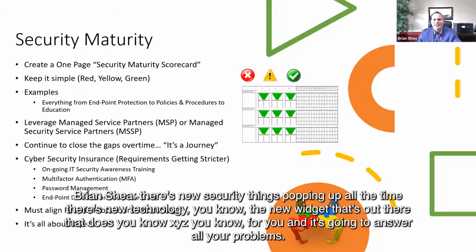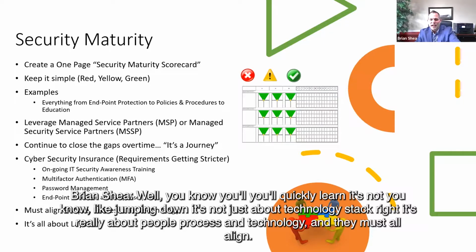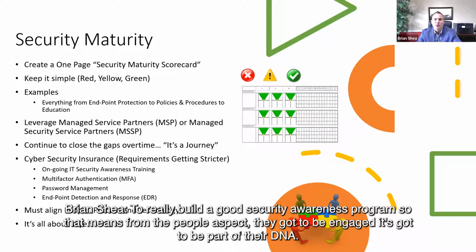There are new security threats popping up all the time. There's new technology, the new widget out there that does XYZ for you and is going to answer all your problems. Well, you'll quickly learn it's not. It's not just about the technology stack, right? It's really about people, process, and technology, and they must all align to really build a good security awareness program.